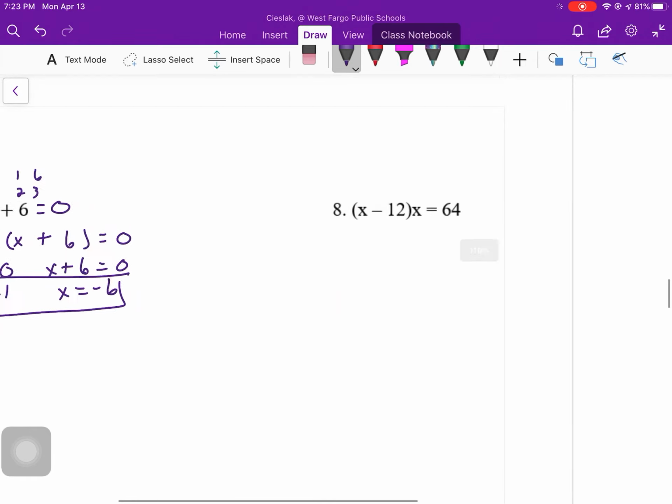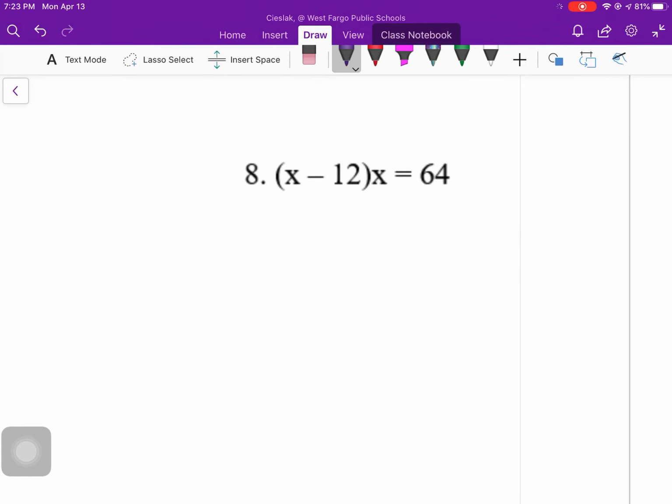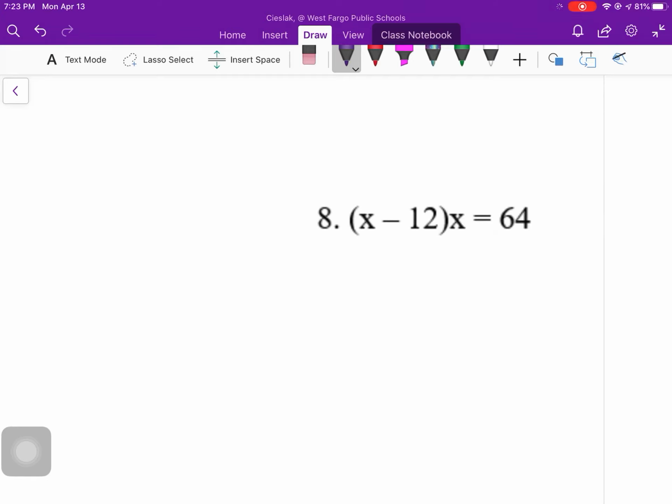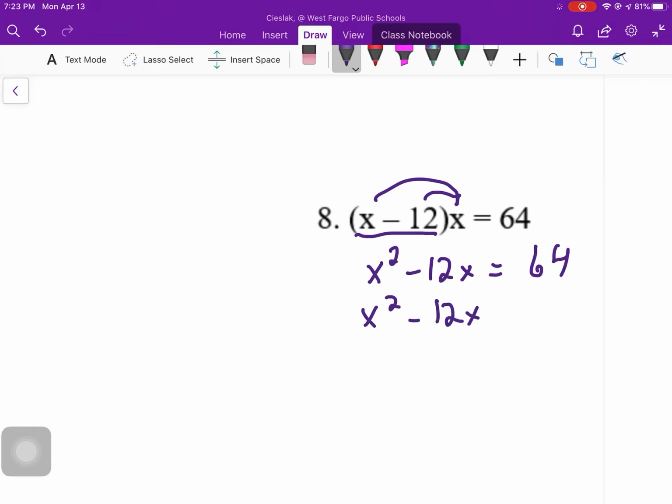Okay. Next one here, if we take a look, is going to require us to do some foiling. But before we do that, we've got a little work to do because I've got this whole quantity times an x. So I'm going to distribute that x just like it were a number out front, which is going to give me x squared minus 12x is equal to 64. From here, let's get everything on the same side. X squared minus 12x minus 64 is equal to 0.